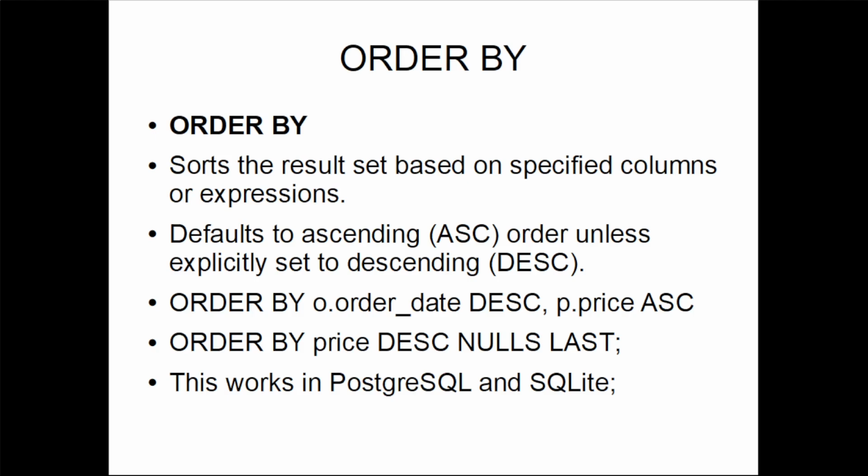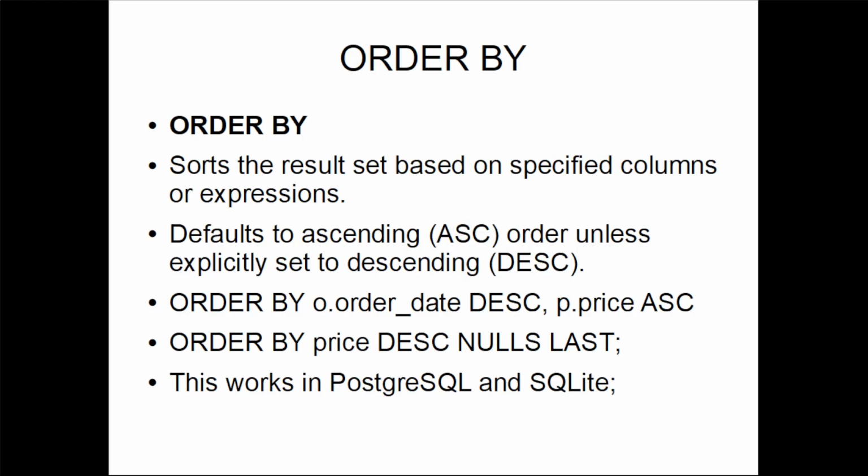Sorting options. Sort by one column, as in order by name ascending. Sort by multiple columns, with precedence given to the first column listed. Order by city ascending, name descending sorts by city first, then name within each city.